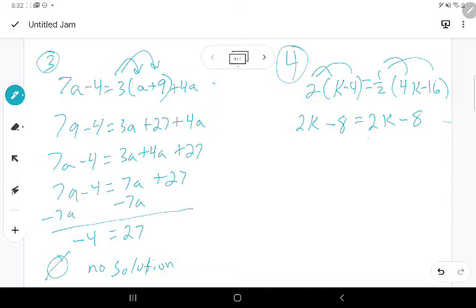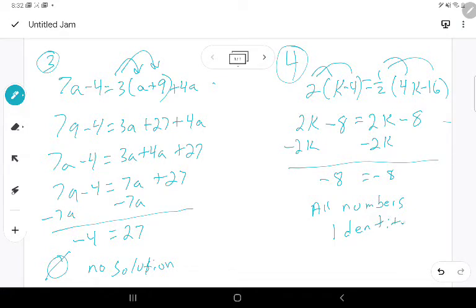I have a k on both sides of the equal sign, so I'm going to subtract 2k, and I get negative 8 equals negative 8. That would be all numbers, or we could call it an identity. Okay? And that's how you do 1 through 4.